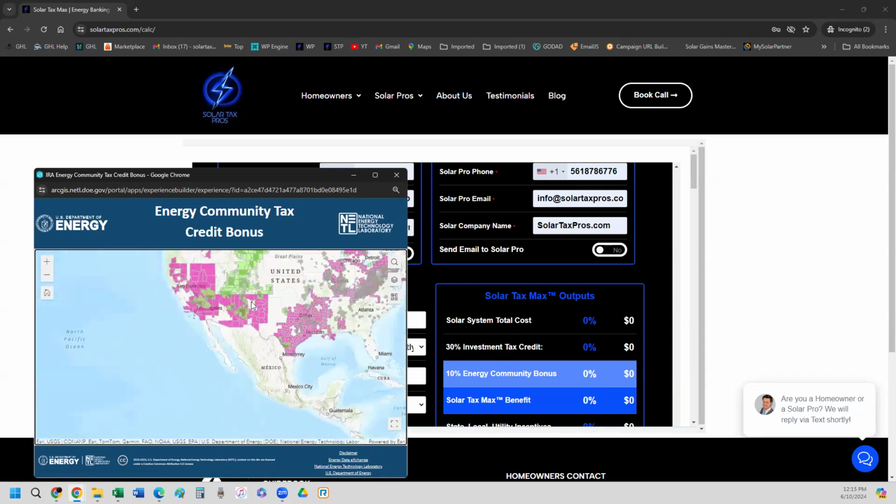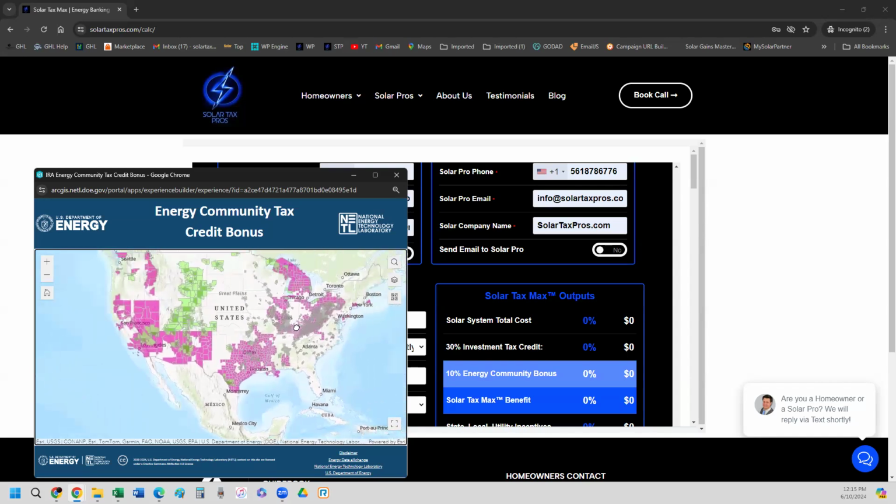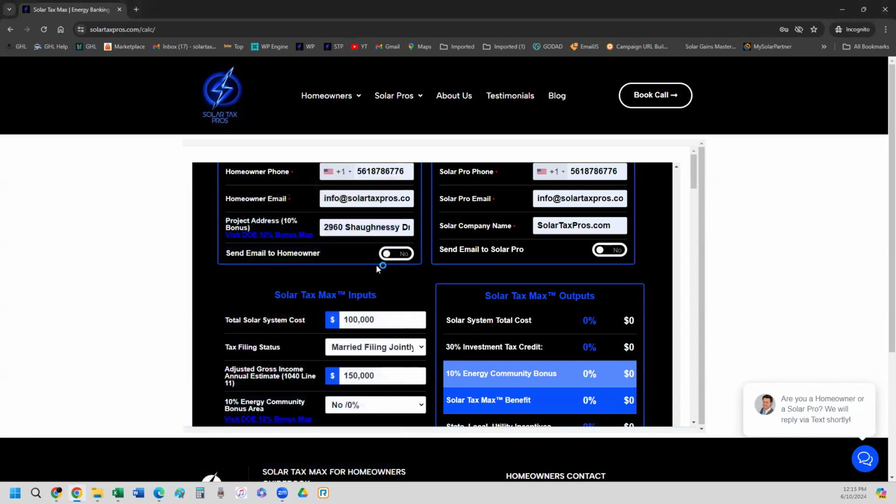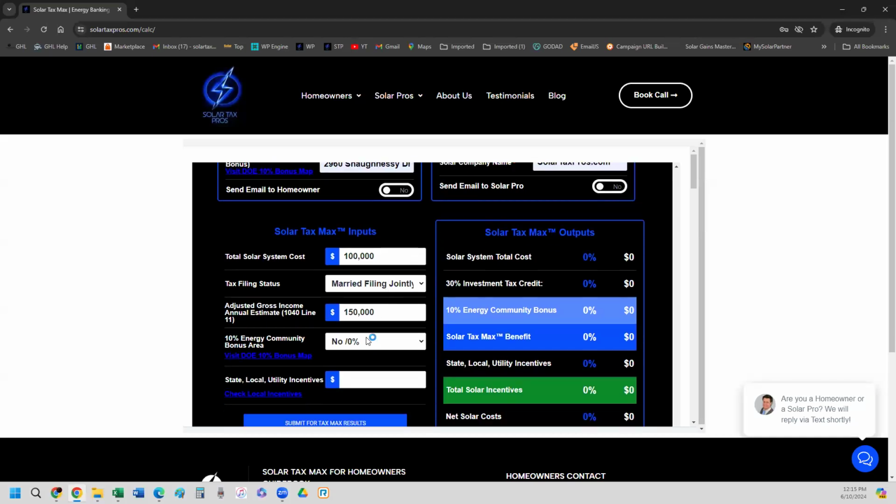What is an energy community area? It's a coal mine, it's an oil field area, it's an area that's hit with unemployment, and so it's defined by the Department of Energy due to Joe Manchin's bill. He was looking for more of the Appalachian, but we got all these extra areas here that qualify for the 10% energy community area, if you are using commercial, which we are, even on a home residential system. So if they qualify for the area, we would put yes.